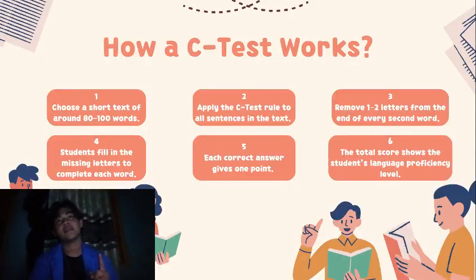To make a C-test, first we choose a short text with around 80 to 100 words. Then we apply the C-test rule to all sentences, not only one part. We remove one or two letters from the end of every second word. Students must fill in the missing letters to complete the words. Each correct answer gives 1 point, and the total score shows the student's language level.